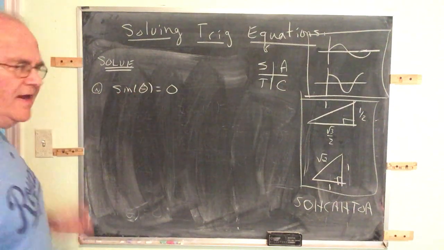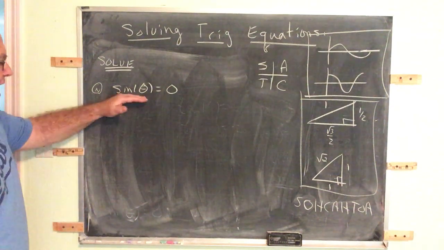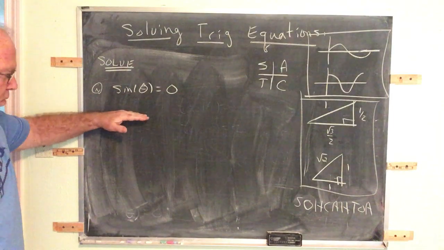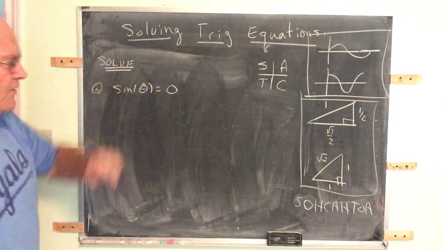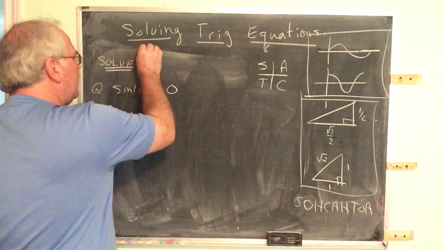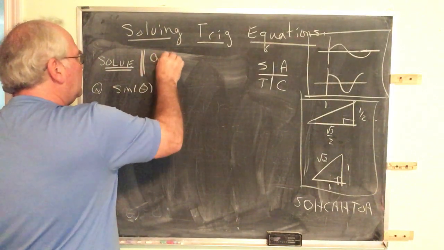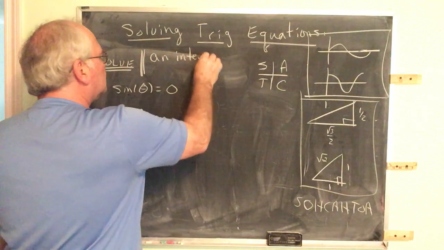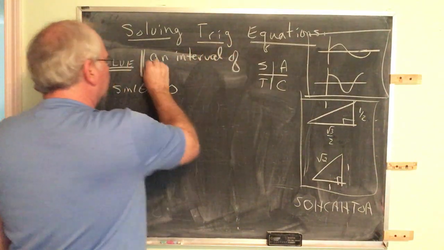All right, sine theta equals 0. Sine theta equals 0 or 1 or negative 1. Those can be solved with the graphs. And the idea is this. First off, typically we need to be given an interval of interest.